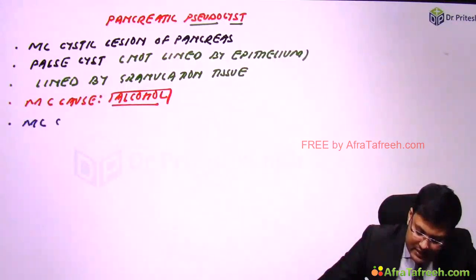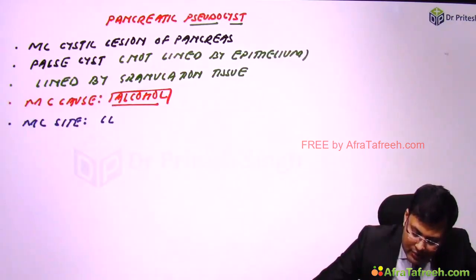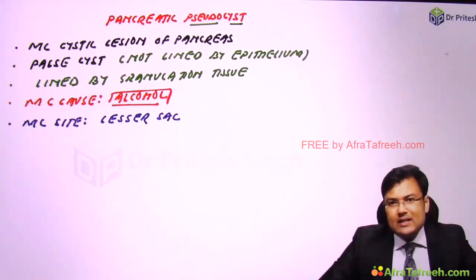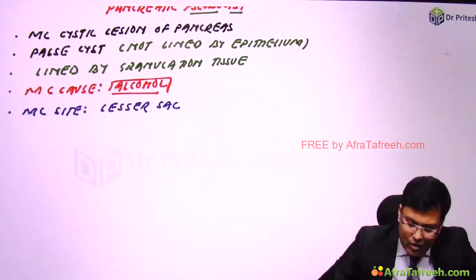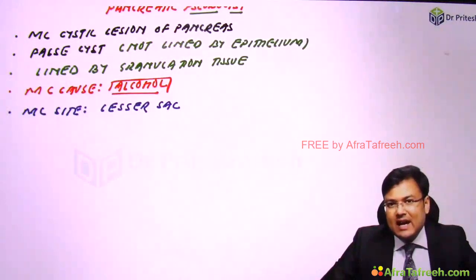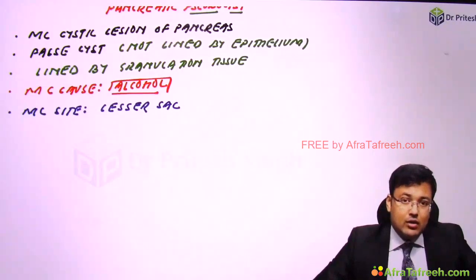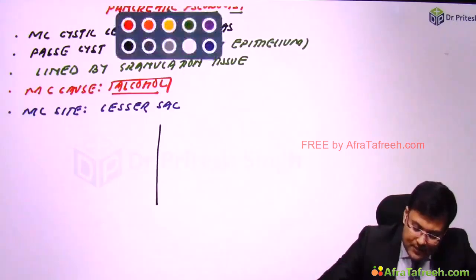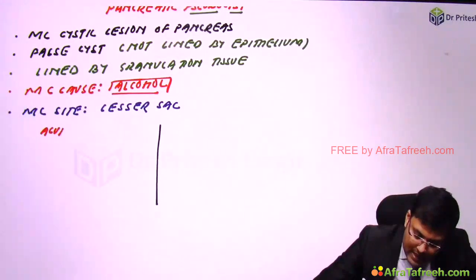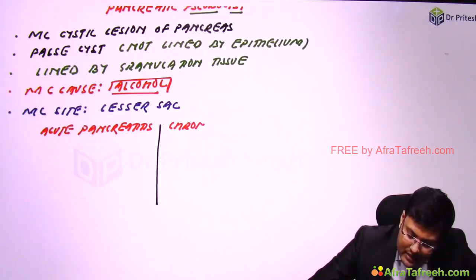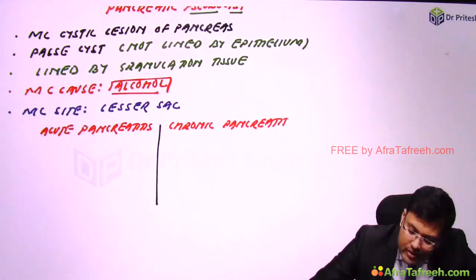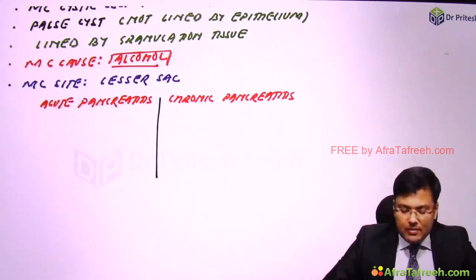Be careful, it's alcohol. What's the most common site? We already discussed. The most common site is the lesser sac. Most common cause is alcohol. Most common site is lesser sac. It is seen in both acute and chronic pancreatitis. Now see what's the difference between acute pancreatitis and chronic pancreatitis.